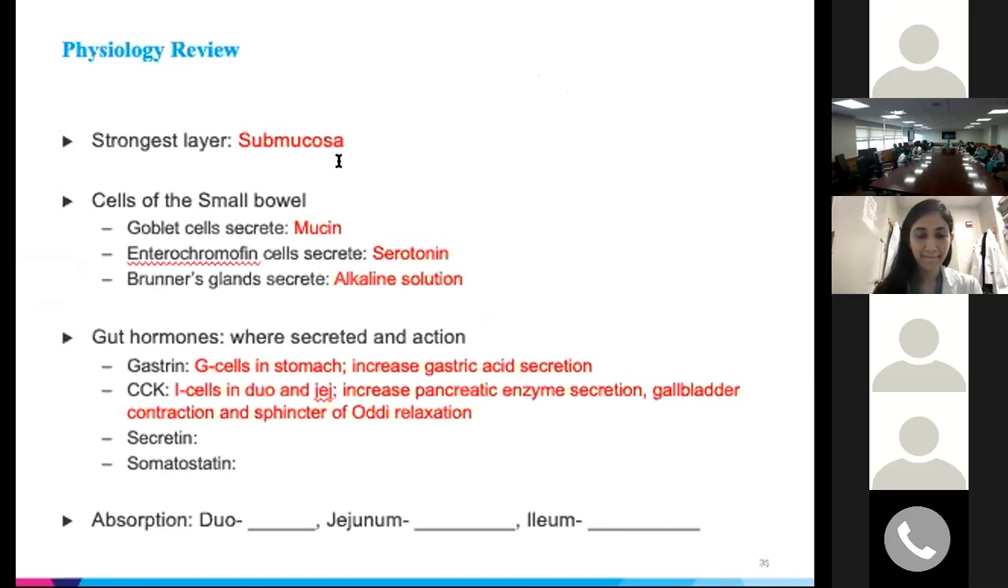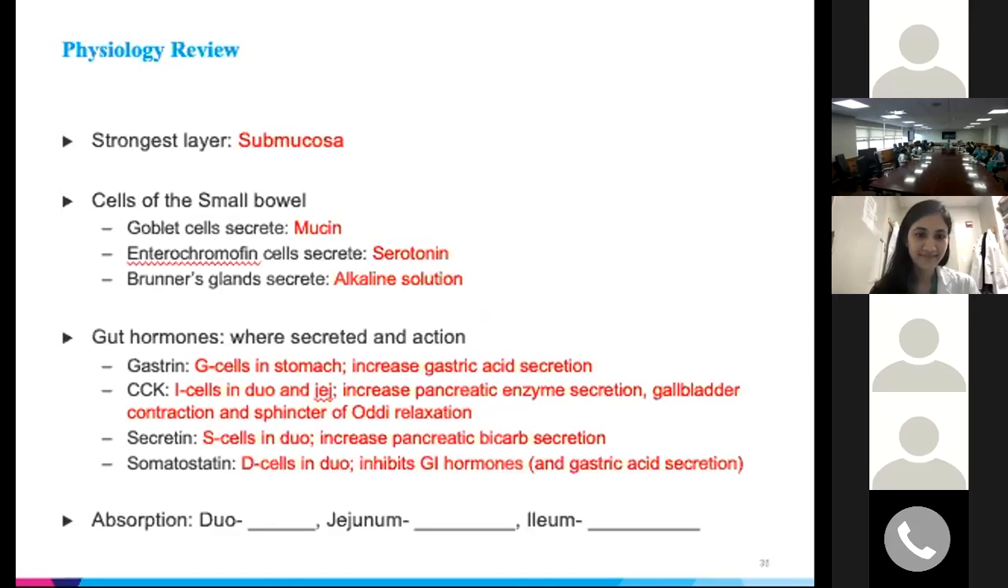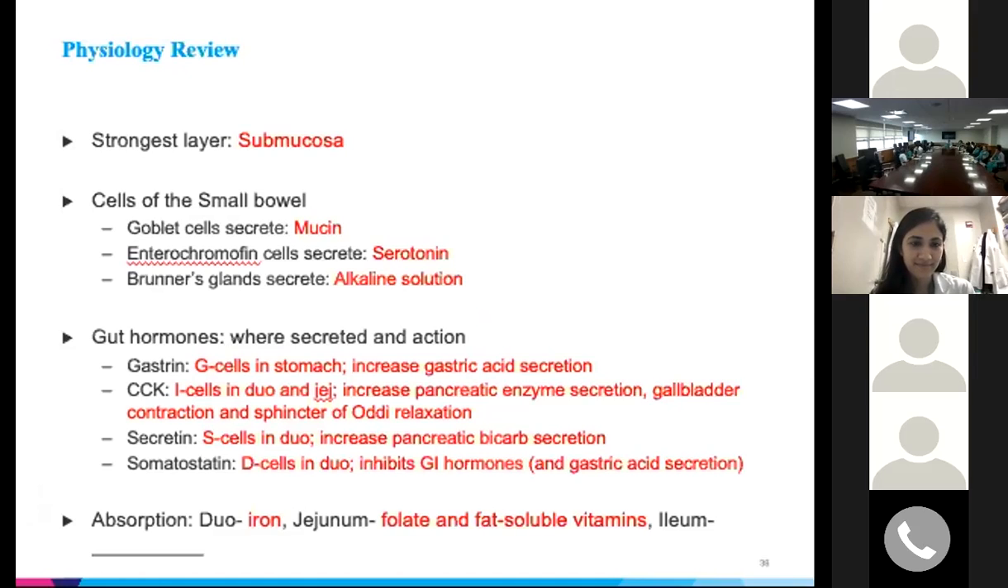All right. And somatostatin is D cells, and what does it do? Stops everything. Stops everything. Good. Exactly. Okay. And then absorption. What does the duo absorb? Iron. Good. Jejunum. Fat soluble. Okay. Good. And then ileum is what? B12. Okay. Good. B12 and bile salts. Nice job, guys.